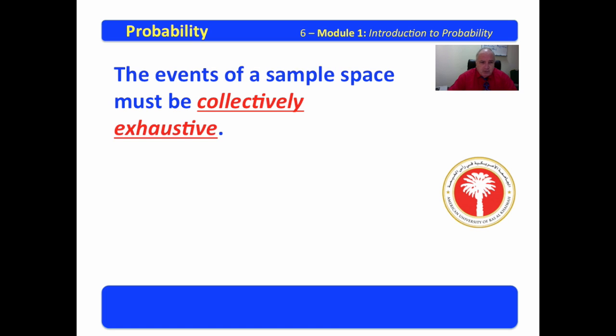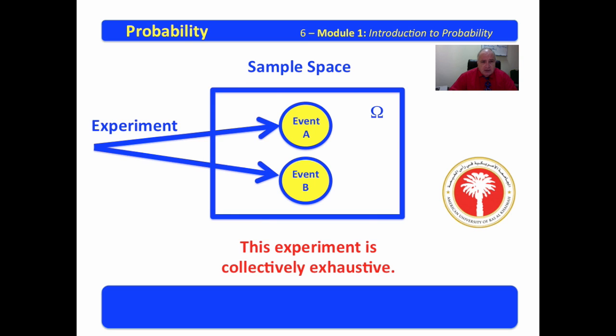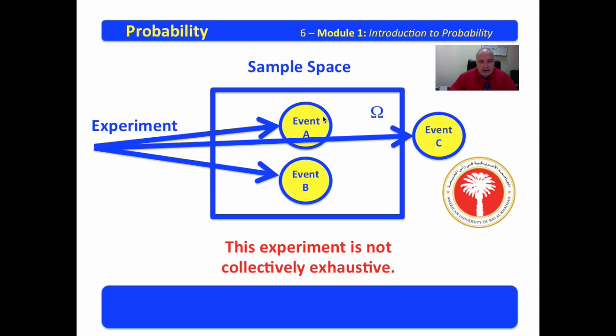The events of a sample space must also be collectively exhaustive. Collectively exhaustive means that all possible events are found in the sample space. Events A and B are collectively exhaustive. Events A, B, and C are not collectively exhaustive because event C is not found in the sample space.